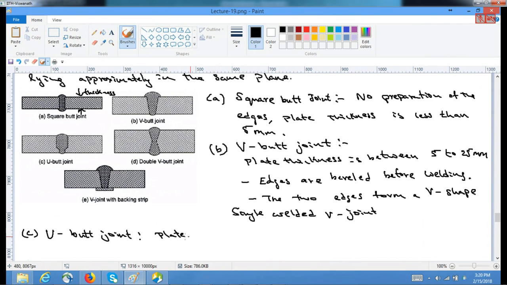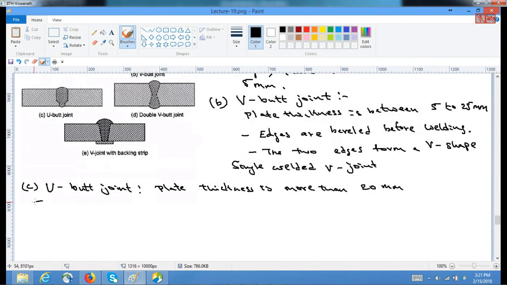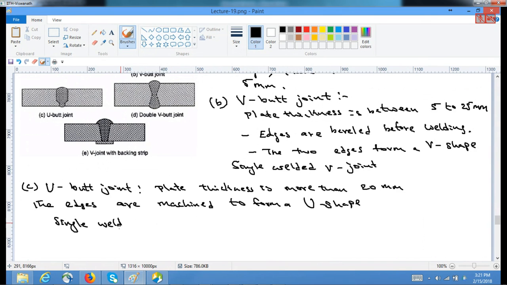Now the other one is the U joint. When plate thickness is more than 20 mm, these are used, and the edges are again beveled or machined to form a U shape, and the joint is again done from only the top side of it, from this side, so it is called single welded U butt joint.